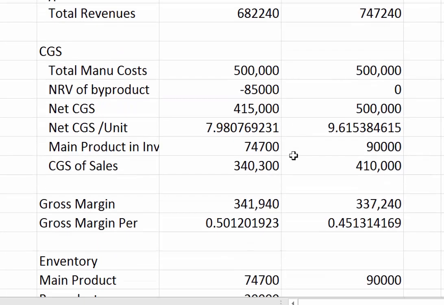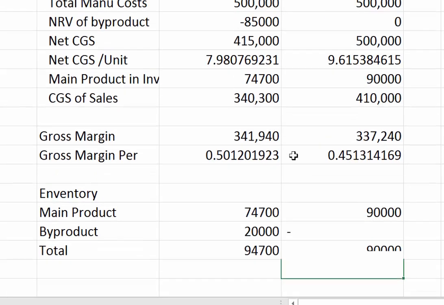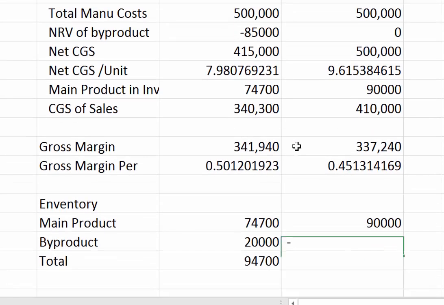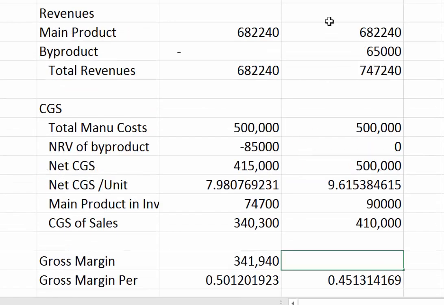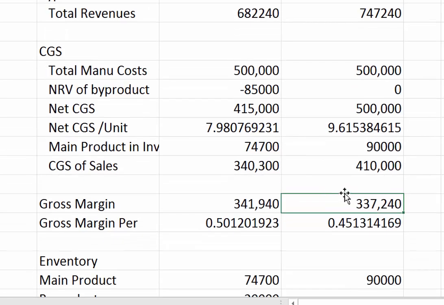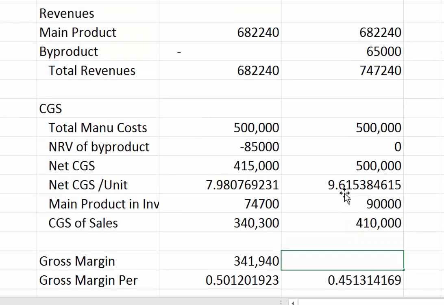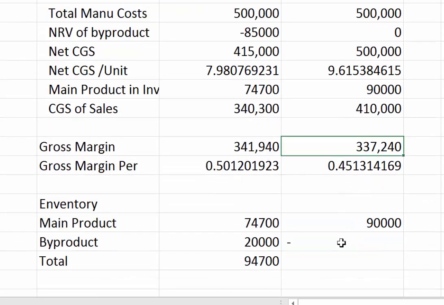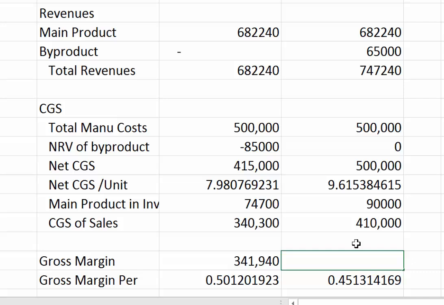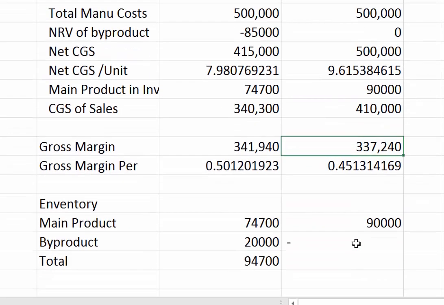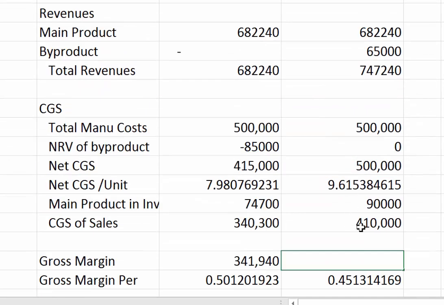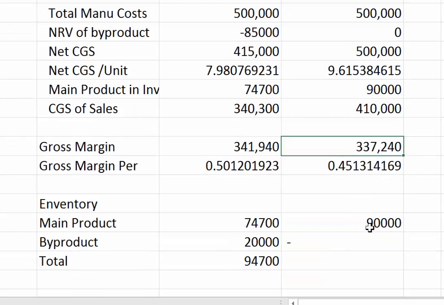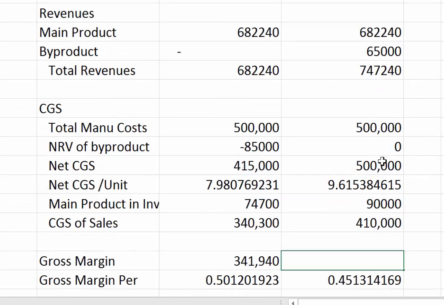So make sure you're familiar with the calculations and the steps, and also understand that most likely the sales method reports a much smaller gross margin, because it does not recognize any inventory for the byproducts. So the CGS is a little bit inflated. When the CGS is inflated, inventory is deflated and the gross margin is deflated. That's how you can compare these two methods.